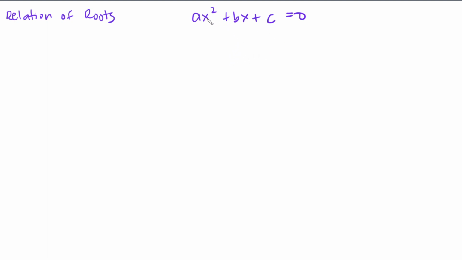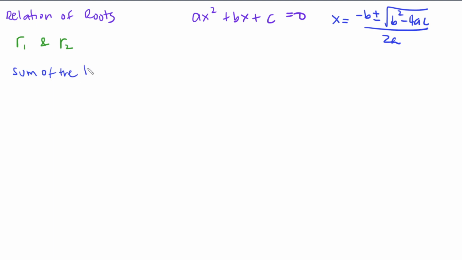We all know we have two roots here since we have a power of 2. Let's say the two roots are denoted by R1 and R2, that is root number 1 and root number 2. Applying the quadratic formula, we have x is equal to negative b plus or minus the square root of b squared minus 4ac, over 2a. So what we're going to do is describe the relation of the roots using the quadratic formula.